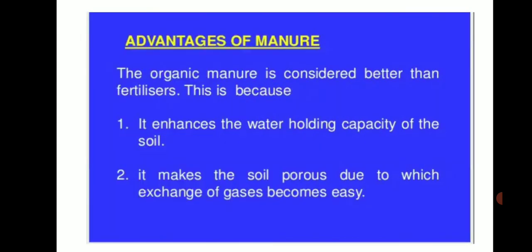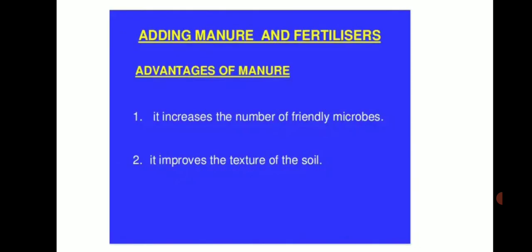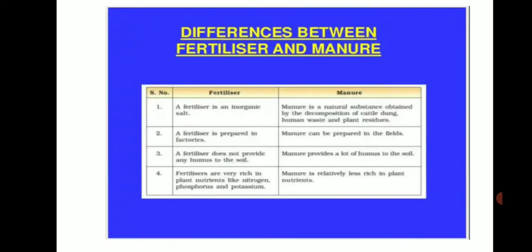Then what are the advantages of manure? It enhances the water holding capacity of the soil. That is one of the uses of manure in the field. Also it makes the soil porous, due to which exchange of gas becomes easy. And it increases the number of friendly microbes. Also it improves the texture of the soil. So these are the advantages of manure.